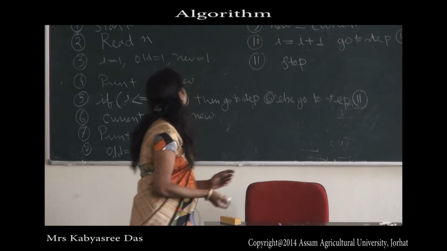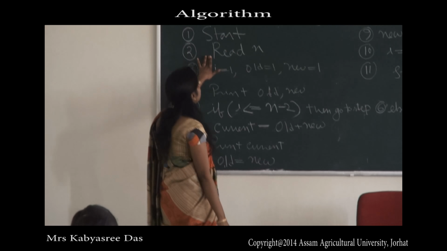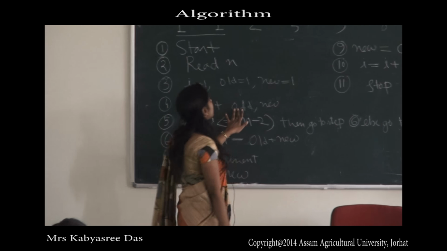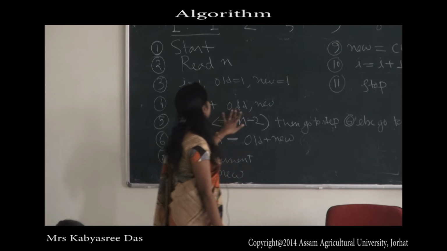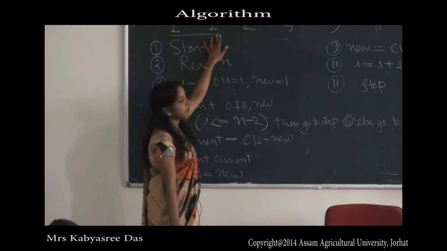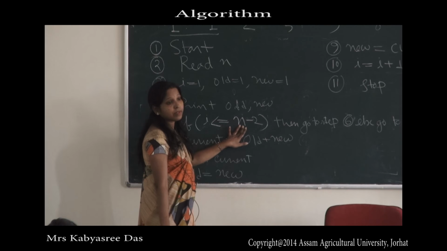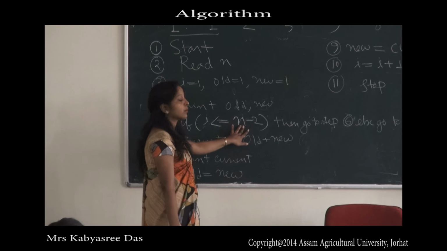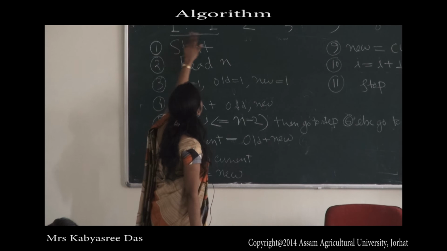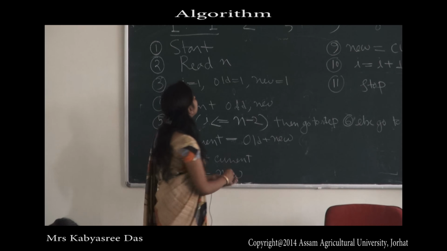Third, read n, then I equal to 1, old equal to 1 and new equal to 1. Here you write print old comma new. That means you print the value of these two, 1 and 1 of this series. And now you write if I is less than equal to n minus 2. That means n minus 2 terms now have to be printed. So current equal to old plus new. The current takes the value of 1 plus 1, 2. And print current. That means it will print the value 2.